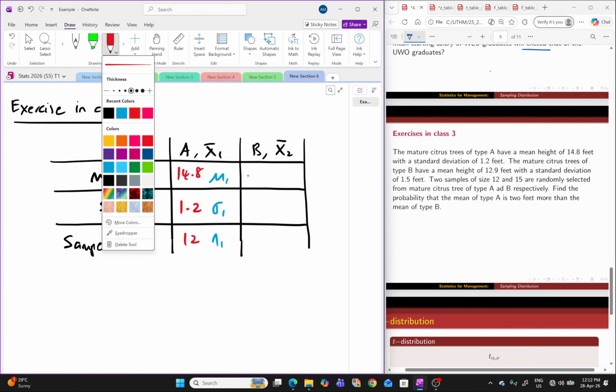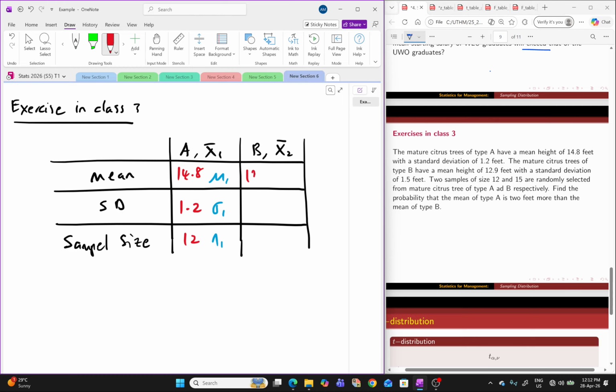For B, you should get 12.9. What else? 1.5 and then 15, isn't it? You get this one? Okay.